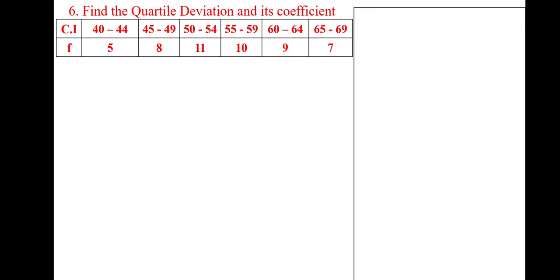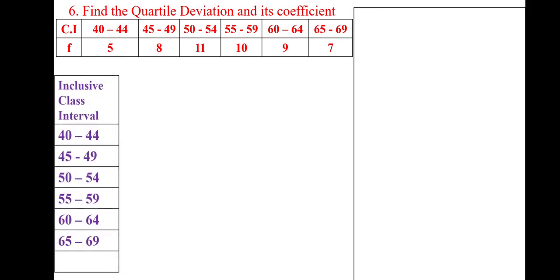How will you find that? First class interval upper limit is equal to the second class interval lower limit. Similarly, second class interval upper limit equal to the third class interval lower limit. Likewise, if it is continued, then we can say it is called as exclusive class interval. Otherwise, it is called as inclusive. Here 40 to 44. Next class interval 45 to 49. Next class interval 50 to 54. So here there is no continuation. So it is called as inclusive class interval.